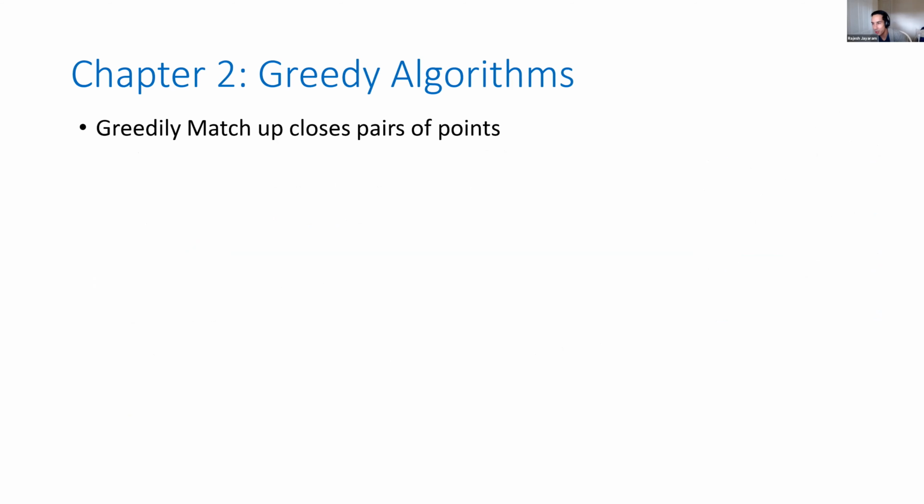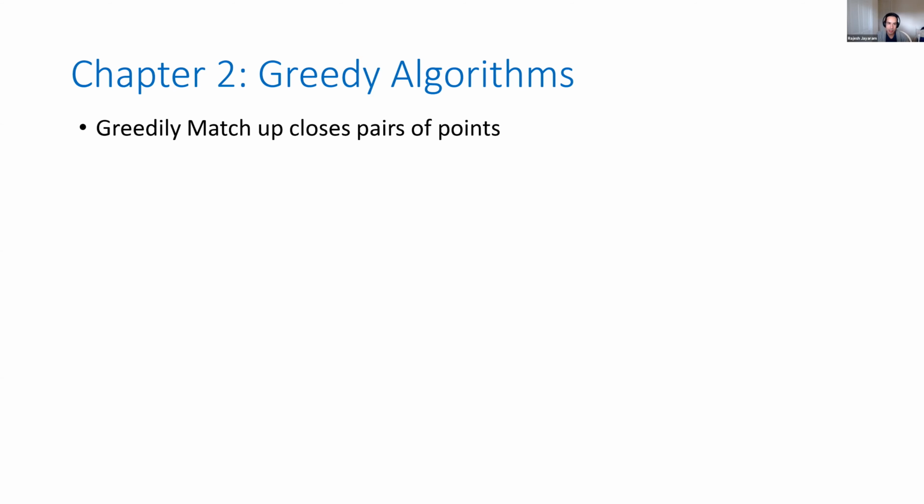So this is chapter 2 of our textbook. And greedy algorithms are a natural framework. What happens if we just try to greedily match up points? What will we get from that? Like we find the pair of two closest points, match them, and continuously do this.